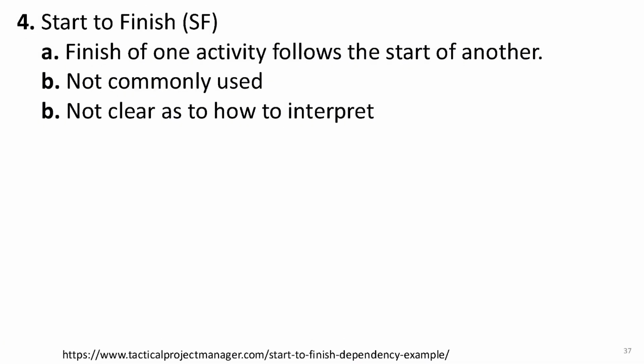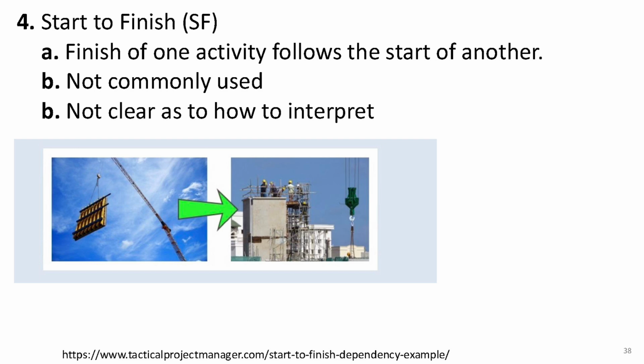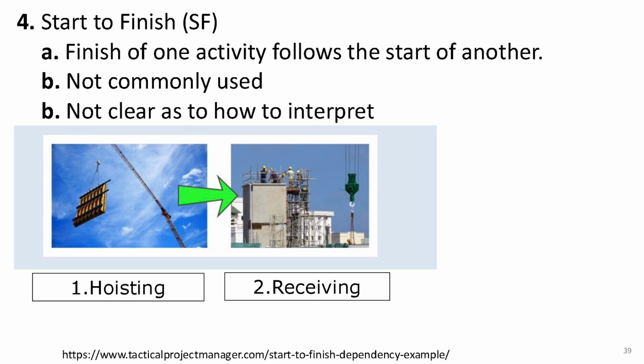The last type of logic is start to finish. In this relationship, the finish of one activity depends on the start of another. This relationship is not commonly used because it's difficult to interpret its meaning. For example, on a construction site, large objects need to be hoisted to the top of a building. There are two teams involved. Team 1 is in charge of hoisting the object to the intended location, and Team 2 is responsible for receiving the part on top of the building.